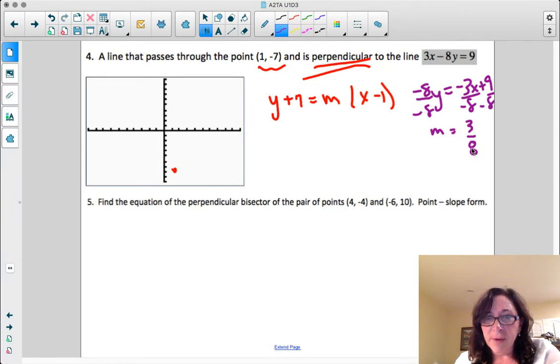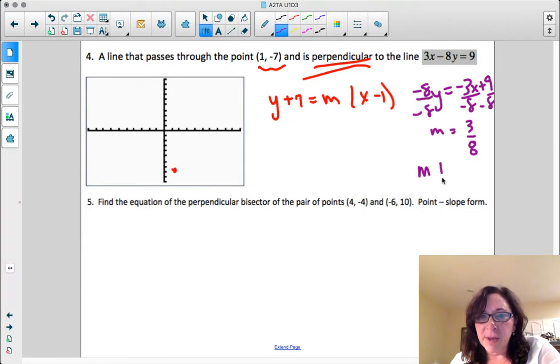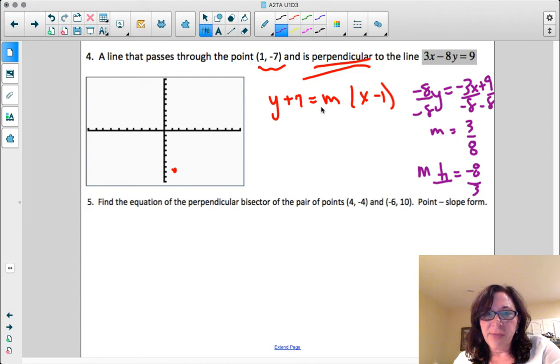And my slope for this equation is 3/8. However, it told me it's perpendicular. And if you recall, perpendicular lines have the opposite reciprocal. So if I wanted to use the slope that's perpendicular, that's going to be negative 8/3. And so that's going to go here. So we have y plus 7 equals negative 8/3 times x minus 1.